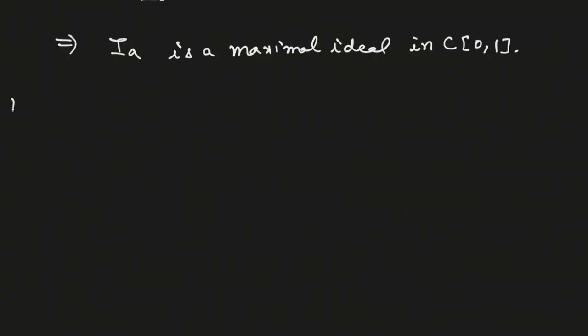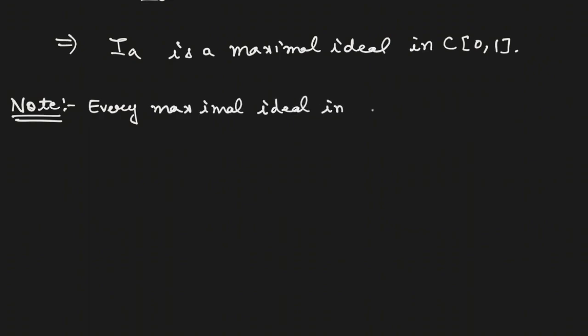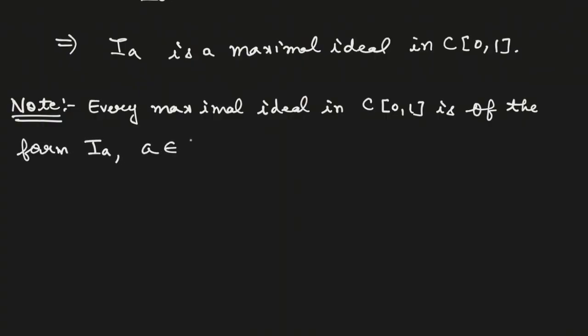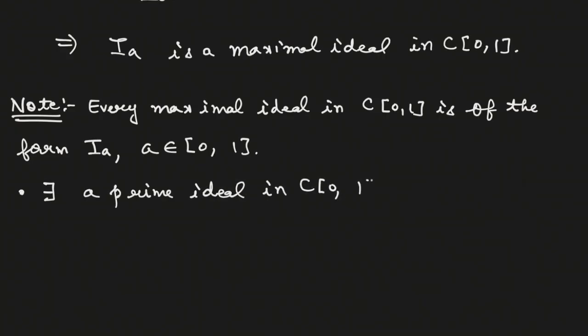Note, every maximal ideal in C[0,1] is of the form I_A, where A belongs to the closed interval [0, 1]. There exists a prime ideal in C[0,1] which is not maximal.